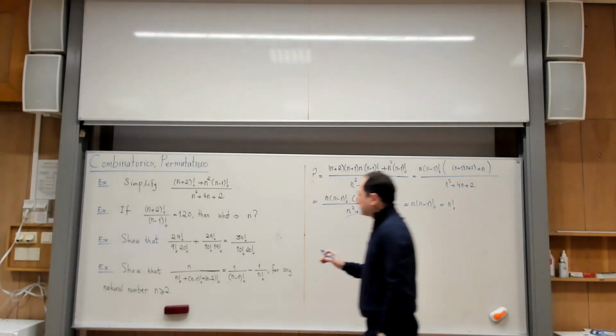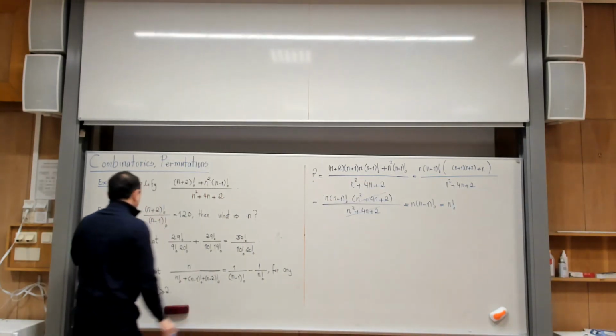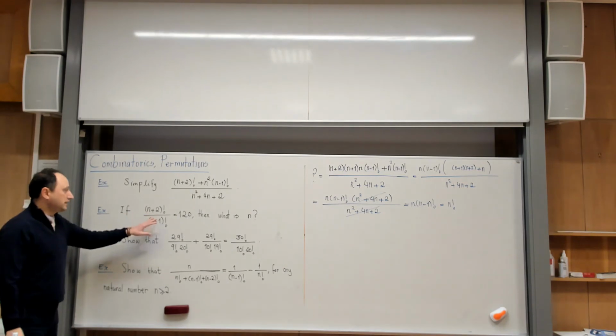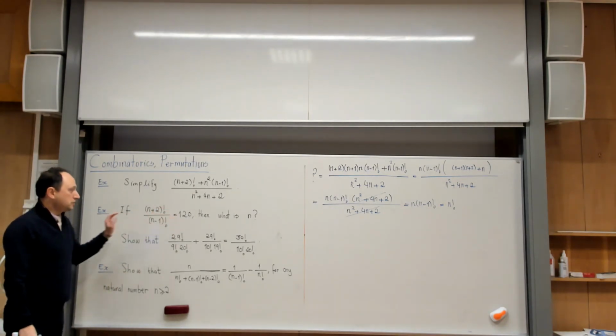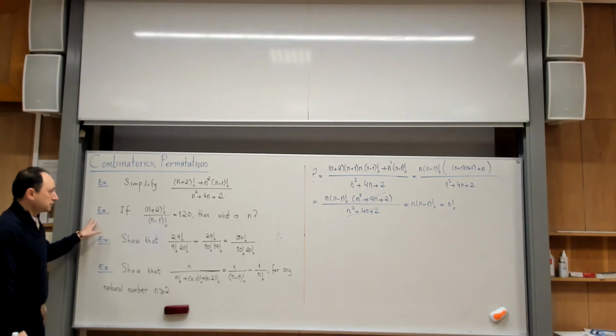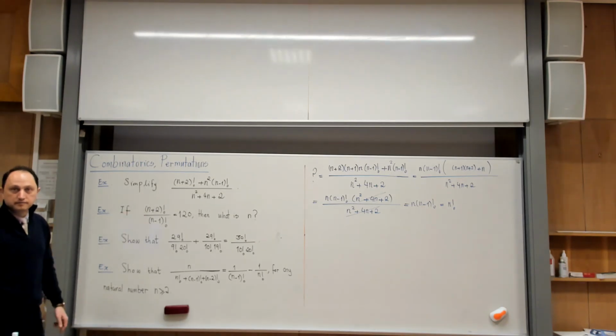Okay. So what is your answer for the next one? You want to solve an equation. n is unknown, and this is supposed to be 120. We have to choose n in a proper way. What was the value you got? Anyone get the answer for this?